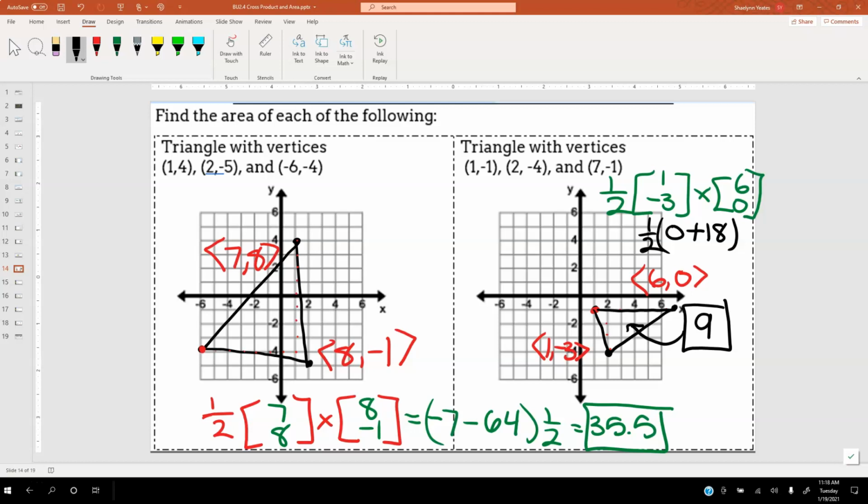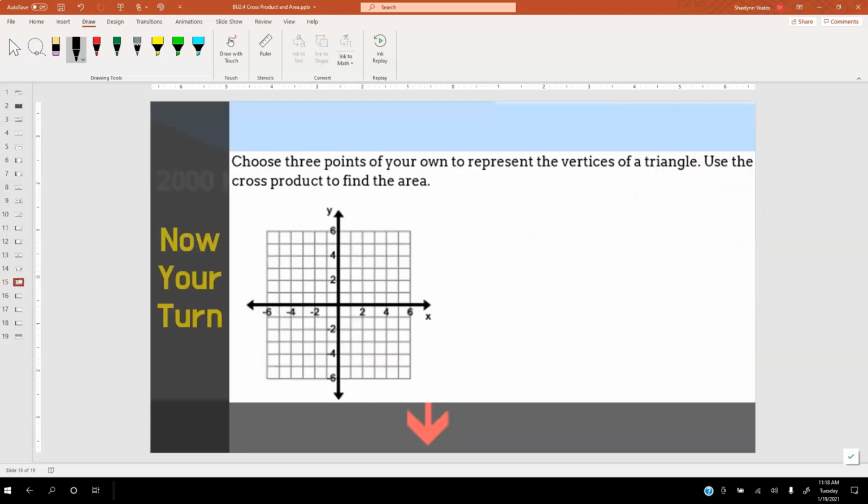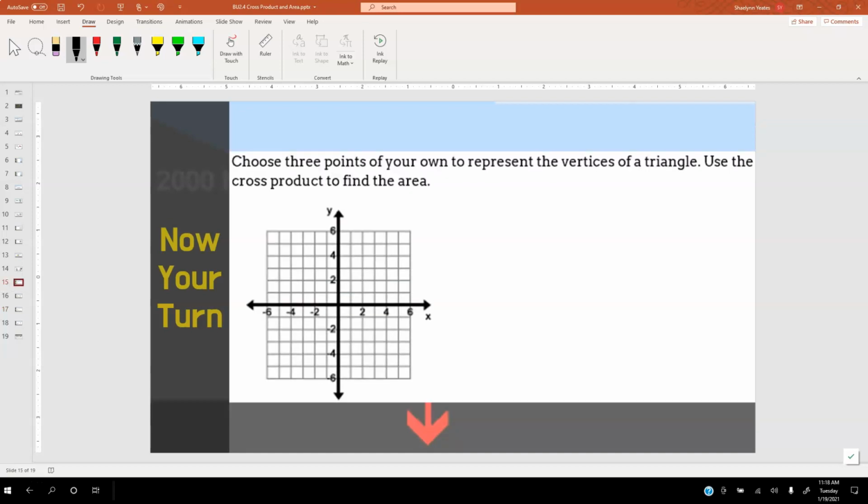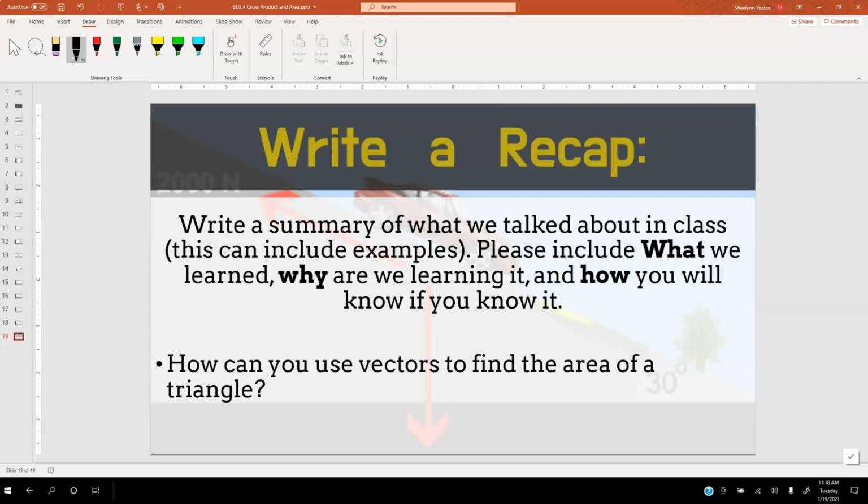Any questions here? Perfect. All right, now you guys are going to do this one here. Then this one here. Notice on this one you're choosing your own representation of a parallelogram. And on this one you're choosing your own representation of a triangle. You're going to find the area for both that you create. And once you're done with that, go ahead and write your recap and you are done.